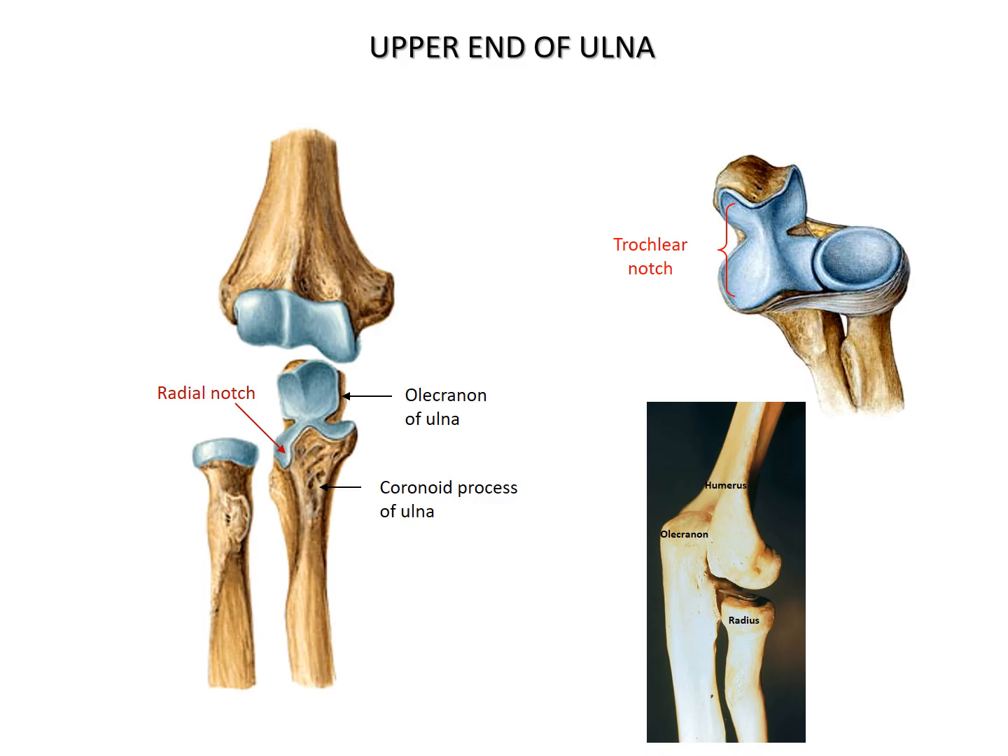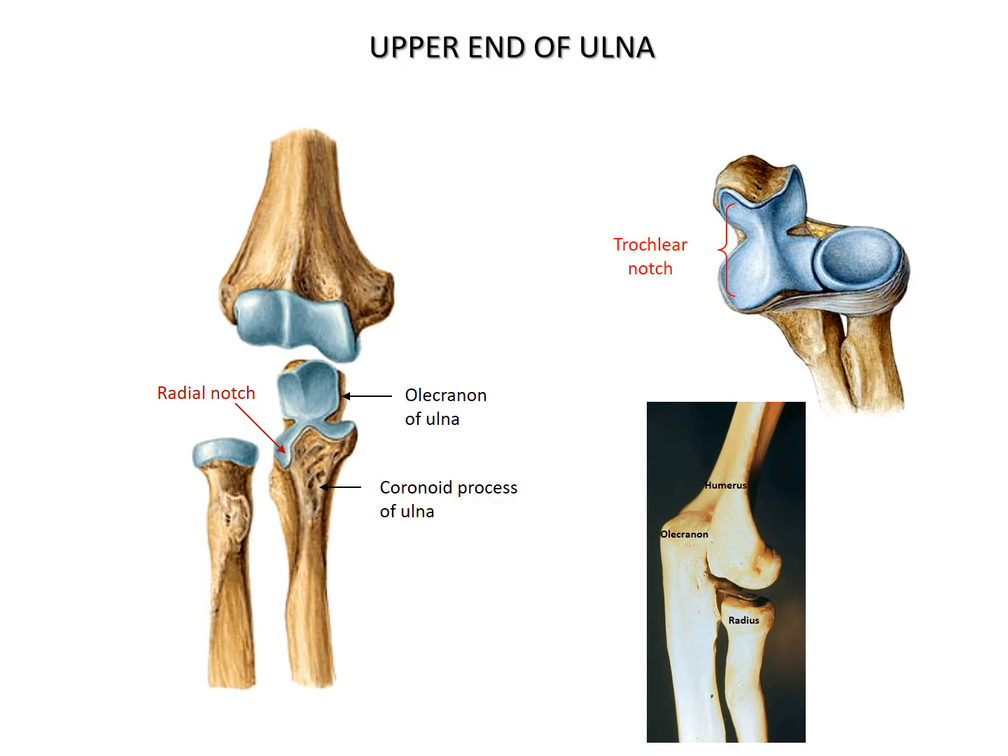The coronoid process is a projection from the front of the upper end of the ulna, below the olecranon process. It has four surfaces: superior, anterior, medial, and lateral. It articulates with the trochlea and the coronoid fossa of the humerus.